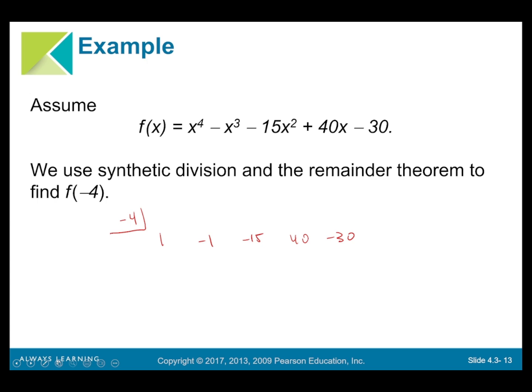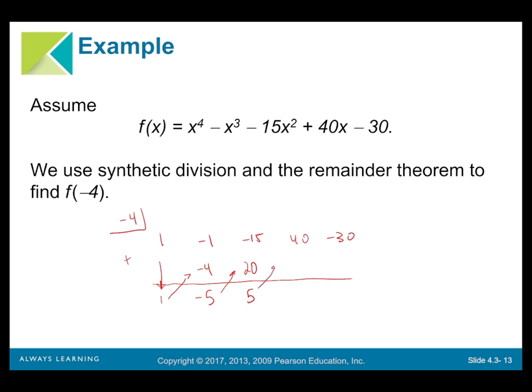Multiplying things by, essentially. And we give ourselves a line after giving ourselves space for another row. To start, we drop the 1, and then we do 1 times negative 4, which is negative 4. Negative 1 plus negative 4 is negative 5. And now we take our negative 4 again from up in the hat here. Negative 4 times negative 5 is 20. Negative 15 plus 20 is 5.